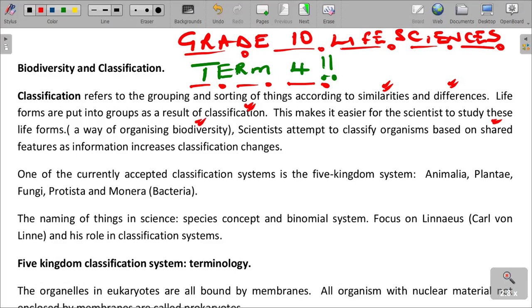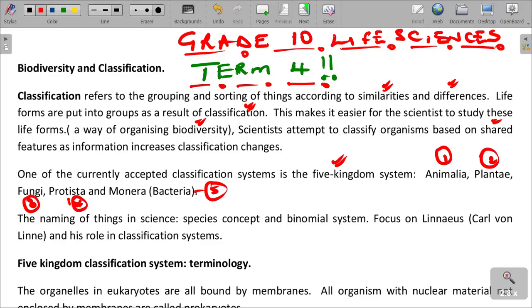One of the currently used classification systems is the five kingdom classification. The five kingdoms are Animalia, Plantae, Fungi, Protista, and the bacteria or Monera. Class, what I want you to understand is that when we are looking at classification, there is a history of classification of life forms that we need to understand.